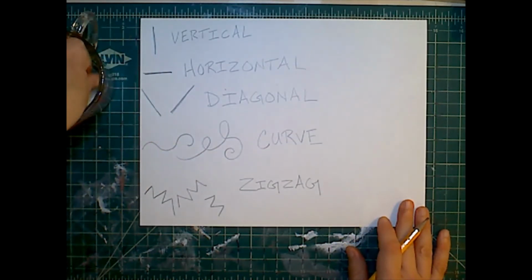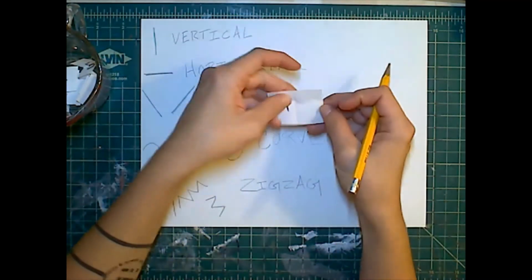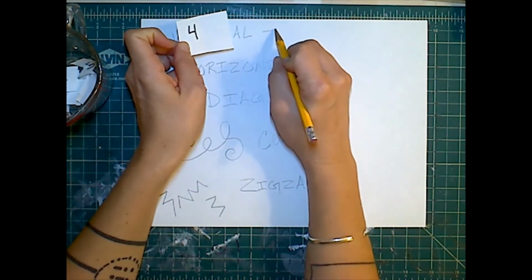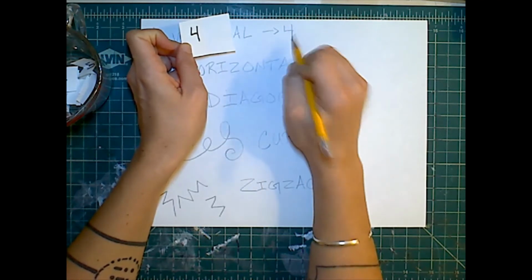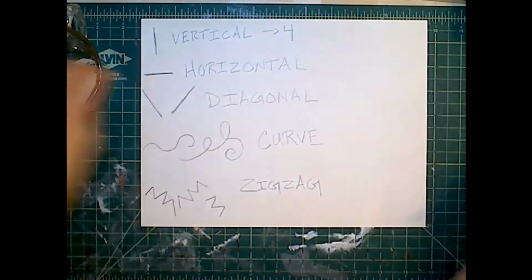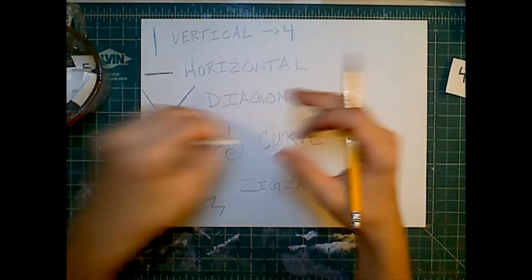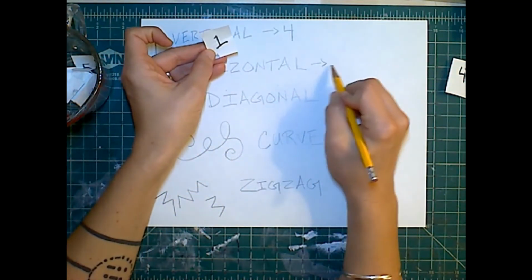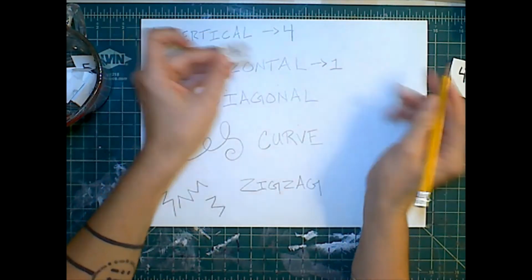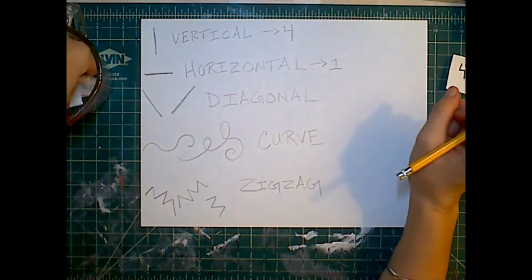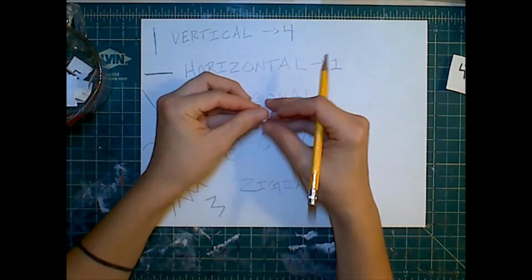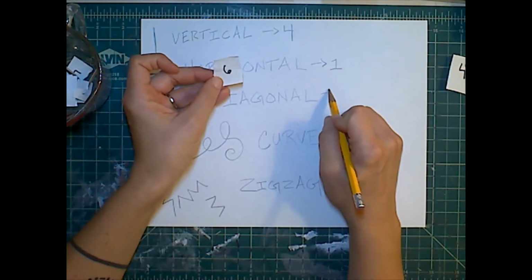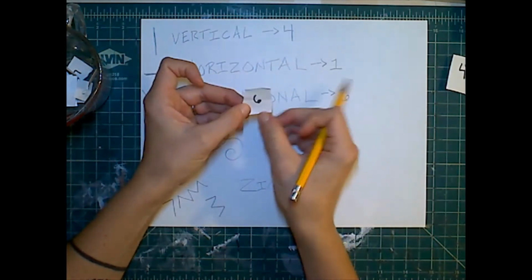Now, draw a number out of your cup. Oops, I got number 4. Write it next to vertical, number 4. I'm going to have to put 4 vertical lines in my picture. I'm going to have 1 horizontal line in my picture. You see where we're going with this? Another number. Let's see. I'm going to have to add 6 diagonal lines to my picture.